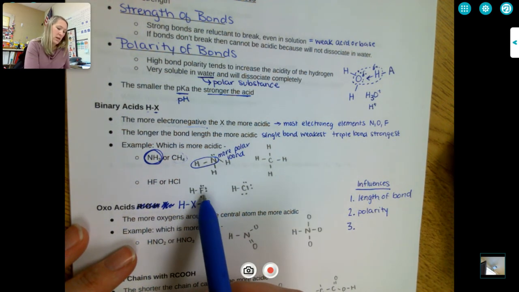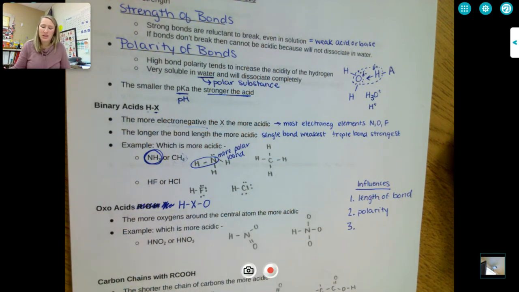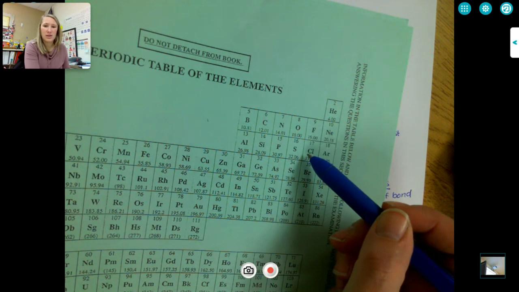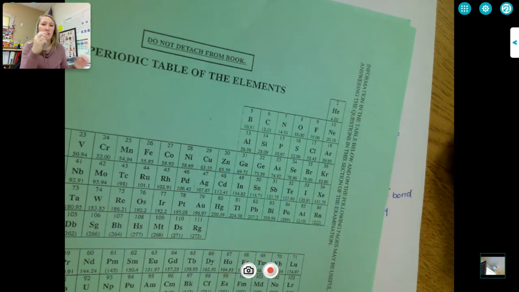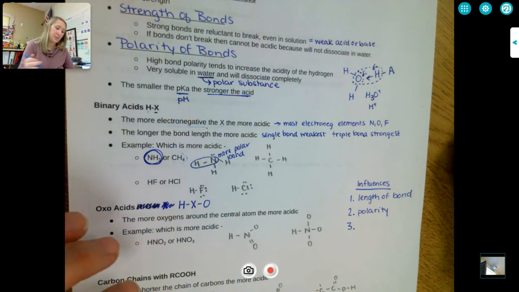Yes, fluorine is a much more electronegative element than chlorine. However, if we look at where they are on the periodic table, fluorine is a lot smaller than chlorine. It has one less shell. Because it's smaller, it's able to get closer to that hydrogen and hold on to it a little bit better. By doing that, it's harder for the hydrogen to dissociate or break off, and so it's a weaker acid.